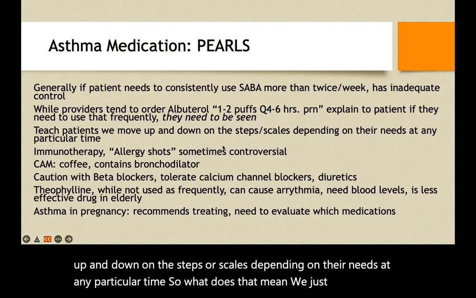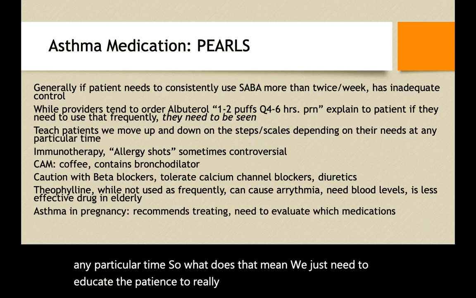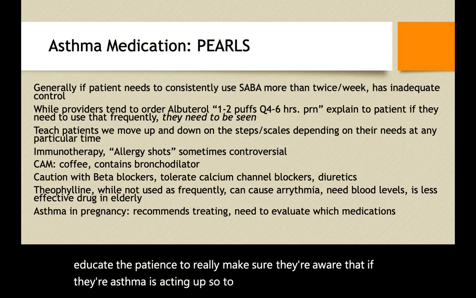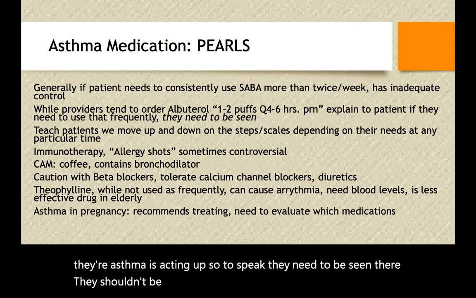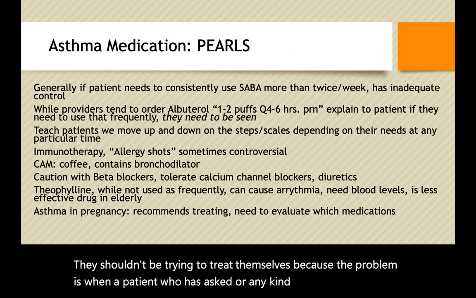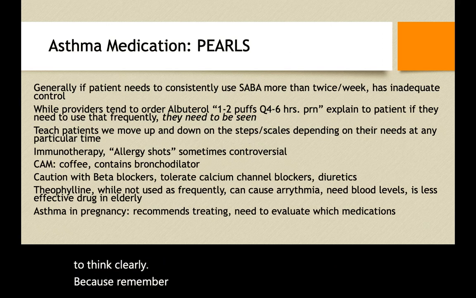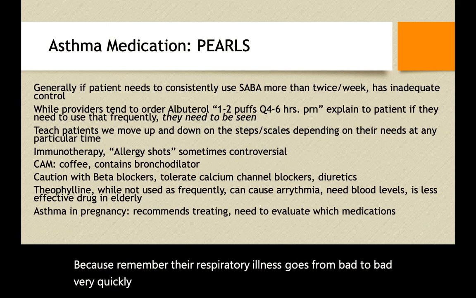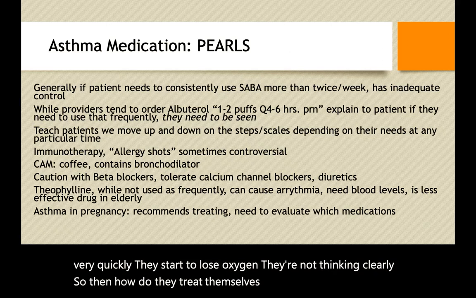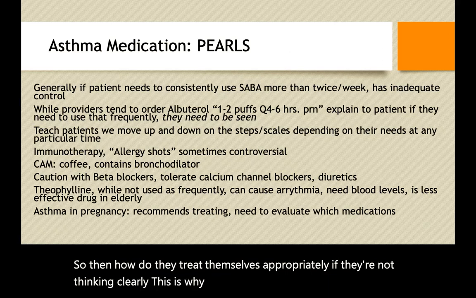We just need to educate the patients to really make sure they're aware that if their asthma is acting up, so to speak, they need to be seen. They shouldn't be trying to treat themselves, because the problem is when a patient who has asthma or any kind of respiratory illness starts to get bad, they start to lose their ability to think clearly. Remember, their respiratory illness goes from bad to worse very quickly. They start to lose oxygen. They're not thinking clearly. So then how do they treat themselves appropriately if they're not thinking clearly? This is why we need to get involved sooner than later.